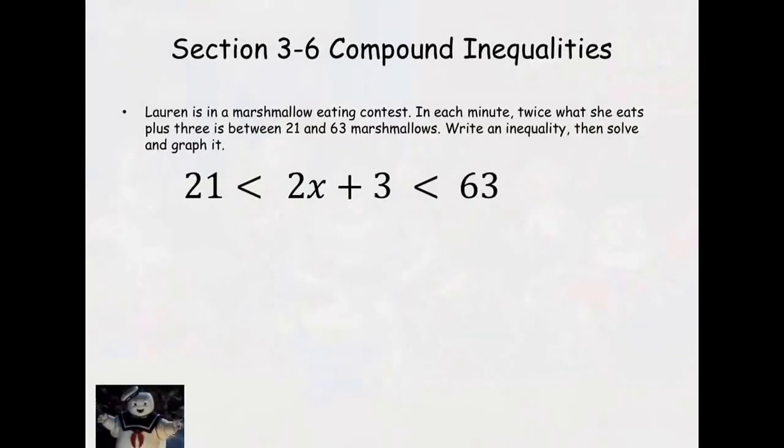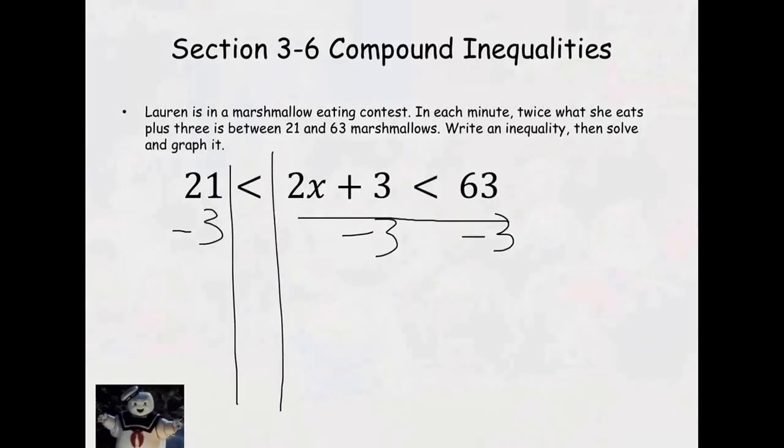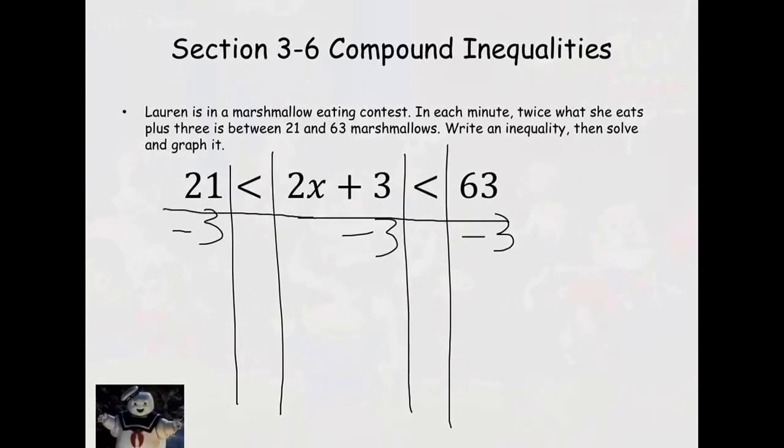So, in order to solve this compound inequality, we would do exactly what we would do if this were a regular inequality. If I was just looking at, say, the right portion of this that says 2x plus 3 is less than 63, I would subtract 3 from this side of the inequality and subtract 3 from this side of the inequality. The only difference is now we're also going to subtract 3 from the other side of the inequality. I'm going to draw my lines because we are still having a variable party. This is a huge variable party with variables and numbers everywhere.